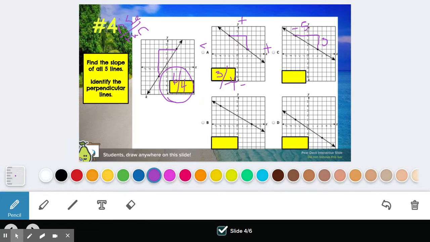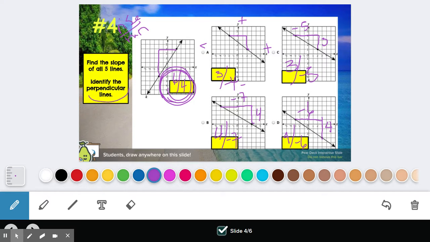Let me make that a little more clear. 3 over negative 5. And then 1, 2, 3, 4, 1, 2, 3, 4, 5, 6, 7. That's 4 over negative 7. Still haven't found my 6 over 4. Yeah, 6 over 4. 1, 2, 3, 4, 1, 2, 3, 4, 5, 6. 4 and negative 6. Rise over run.